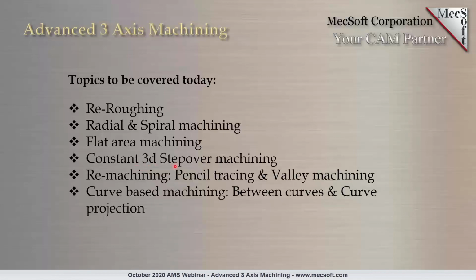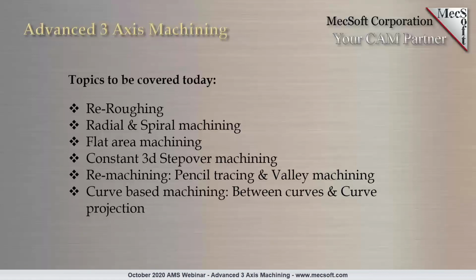Some of the typical use cases for this toolpath method. We'll also be talking about remachining methods, where you can come in with a smaller tool or even a large tool to do remachining after you've done the roughing. Methods like pencil tracing and valley remachining. And then for fine control machining, we'll also be talking about curve-based machining. You can use between two curves and curves projection. So quite a few things to cover today. So without any further delay, I'll let Uday take over. It's all yours today.